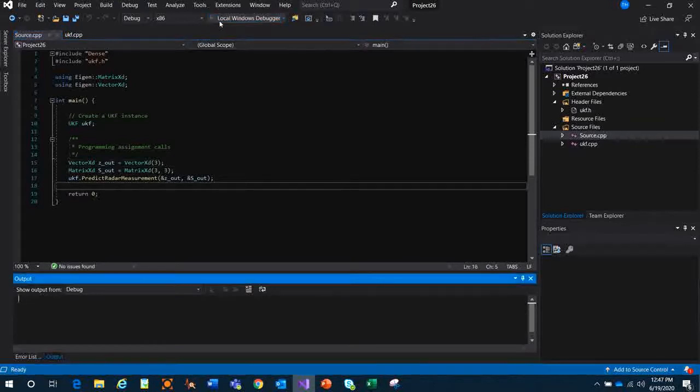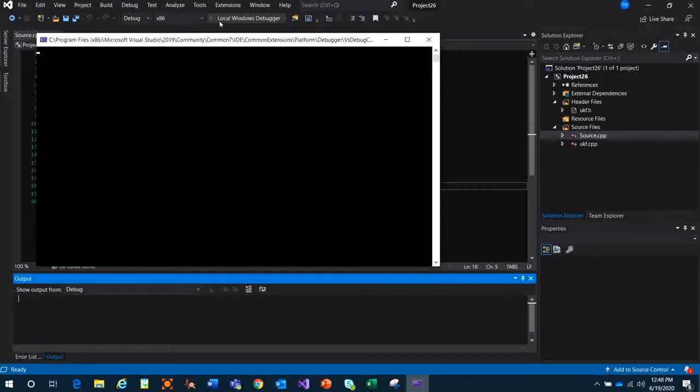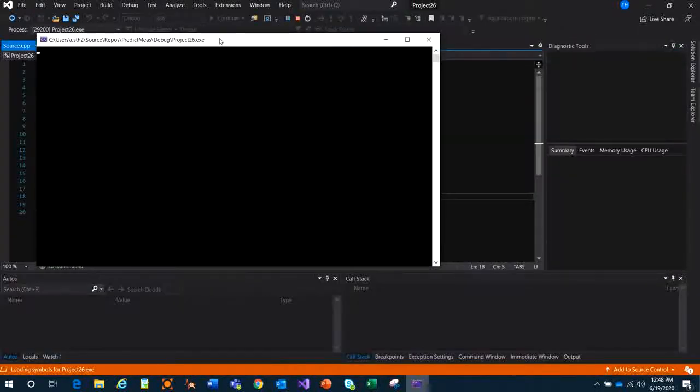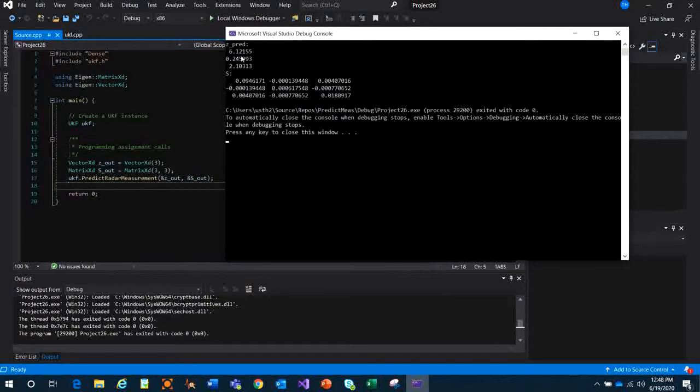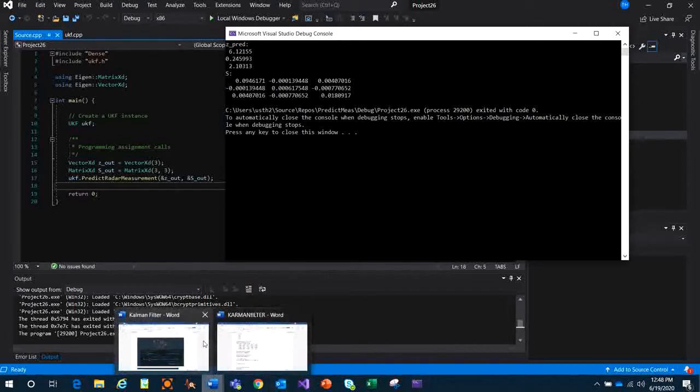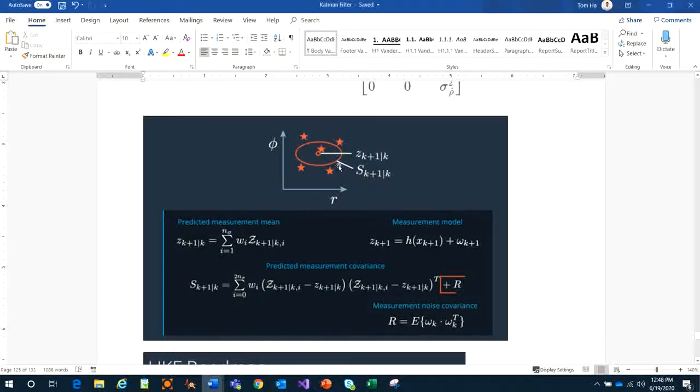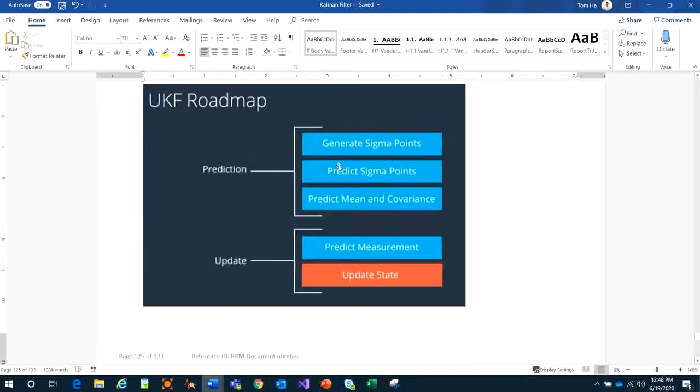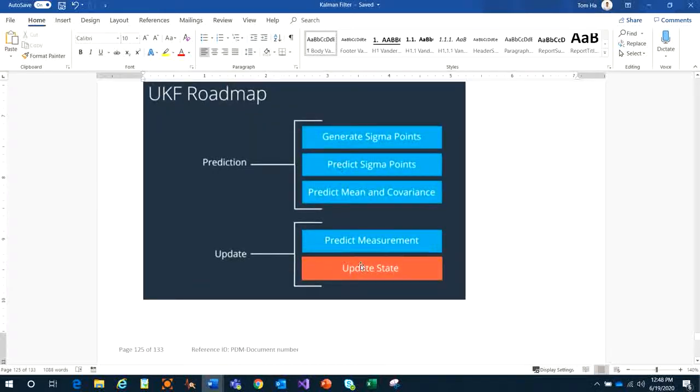Right now, let's see how it looks. Yeah, we got the results right here. We got the measurement prediction z and the covariance matrix S right here. So we already finished this step. What's the next step? The next step is update. We got the predicted measurement, so next, the last step, we update the state.